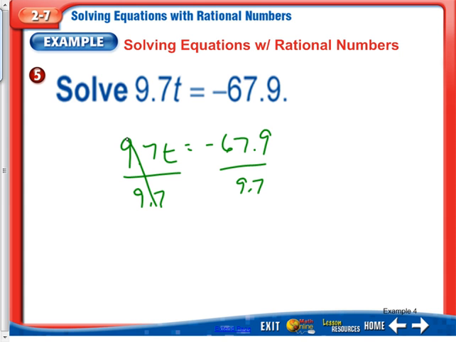9.7. All right, this will cancel. We have t is equal to negative 67.9 divided by 9.7 gives us negative 7. Okay, we could take negative 7 times 9.7, and that gives us negative 67.9. So it's always important to check your answer by just plugging it into your calculator and substituting it back in the formula. If you get the same answer, you know you did it right.